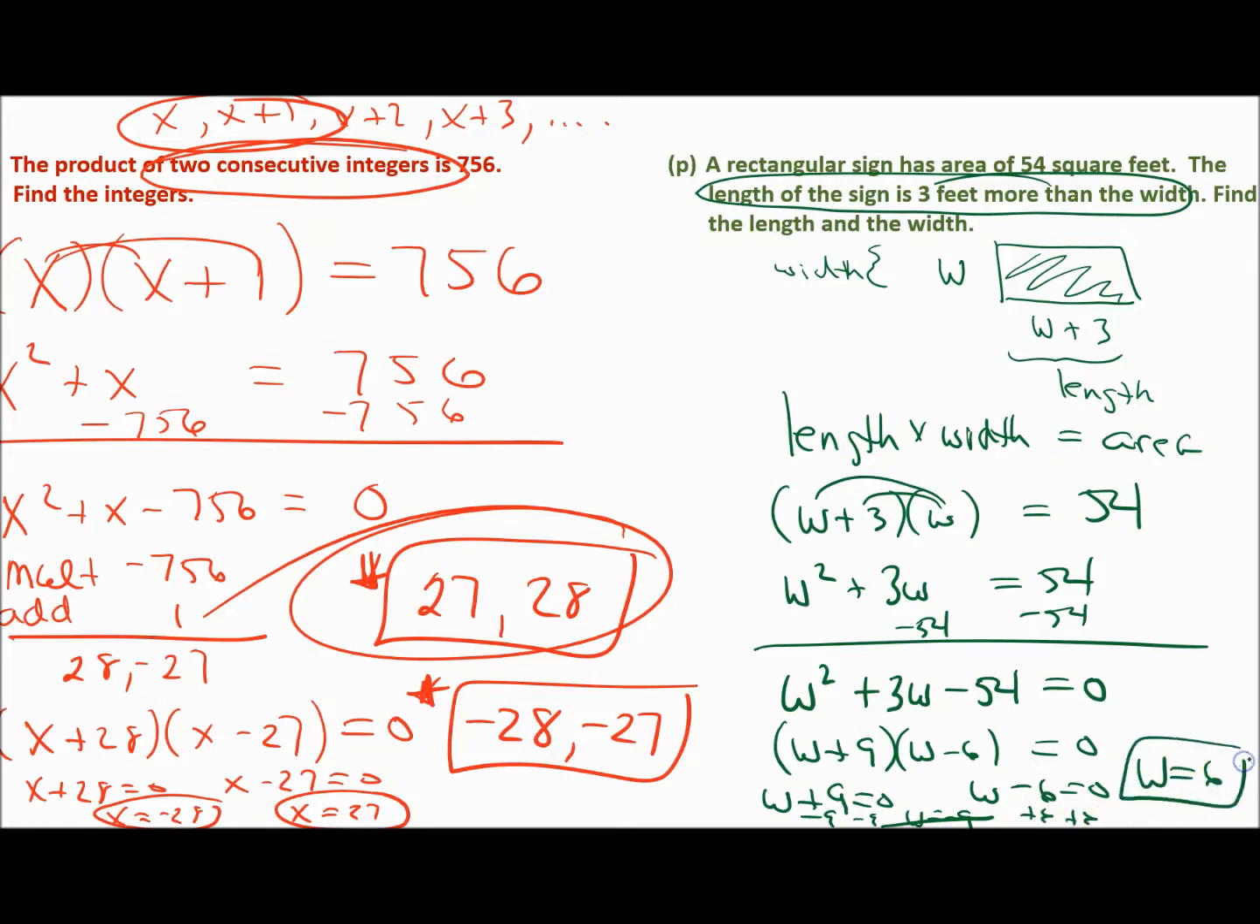That makes sense, right? So W, we'll write this in a different color. This is our final answer. W equals 6. We found that down here. And then what would the length be? Well, if W is 6, it'd be 6 plus 3. So the length would be 9. And what units are we talking about? Well, remember, we're talking about feet. So this is 6 feet and 9 feet are my final answer.